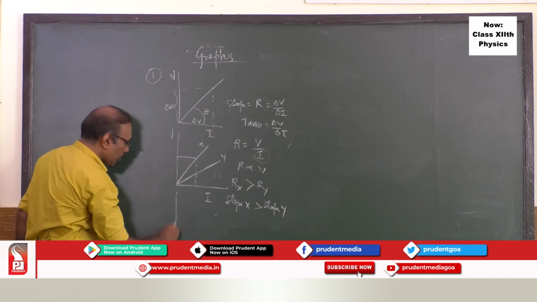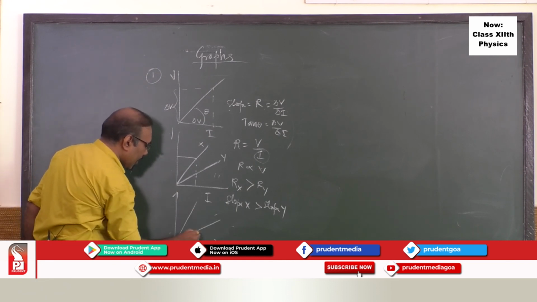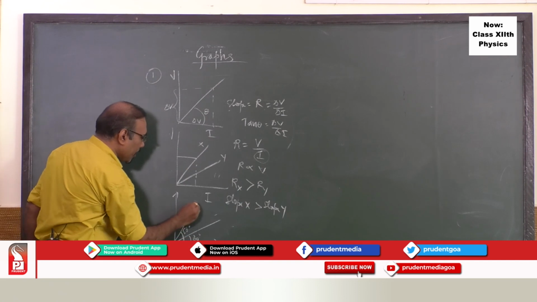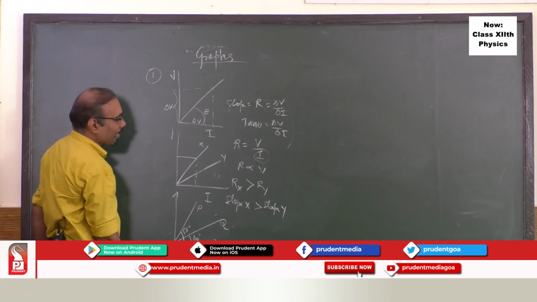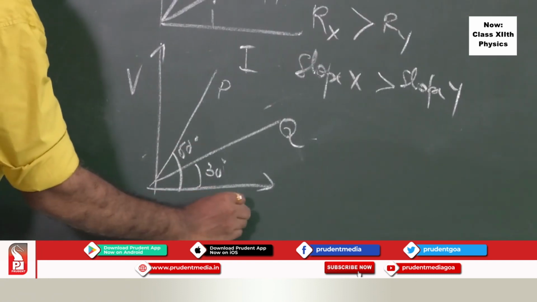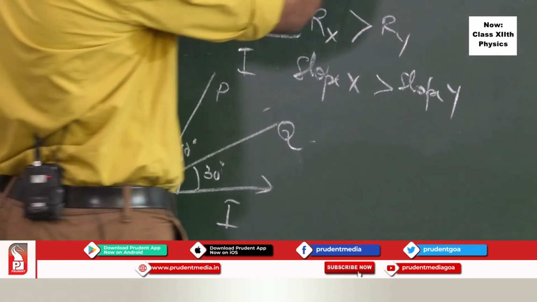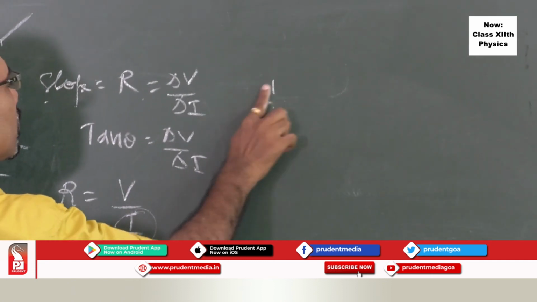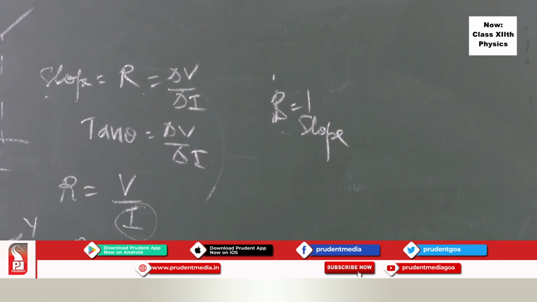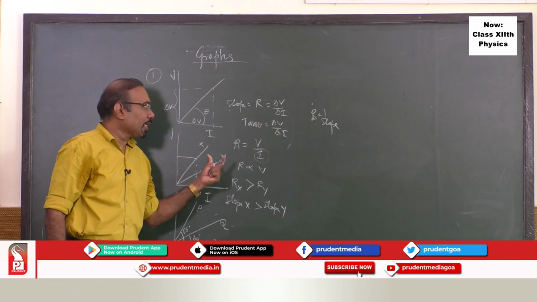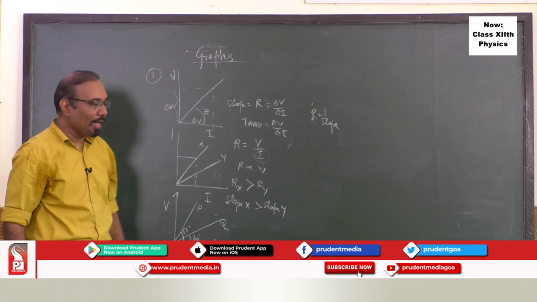Now, for example, suppose we have a situation like this, where this is given as 30 degree and this is given as 60 degree. Suppose this is P. Which has a greater resistance? We can compare the tan theta value and arrive at the answer if it is a VI graph. If it is an IV graph, then the resistance will become 1 by slope, and accordingly you have to infer which has a greater slope. Whichever has a greater slope has lesser resistance. So these are the graphs based on V is equal to IR.